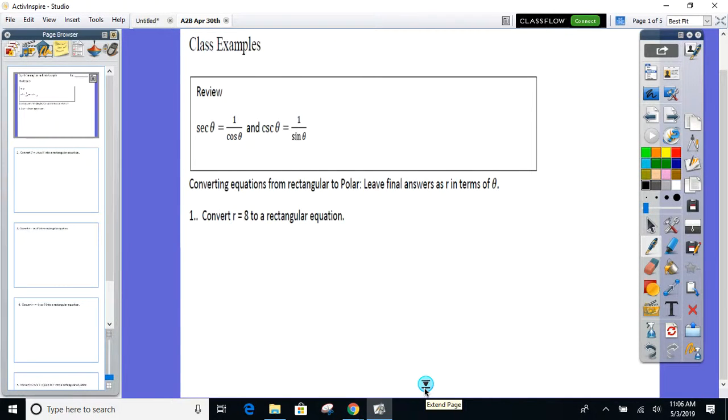All right, you ready? r equals 8. I need x's and y's now from you to make it into rectangular. I need x's and y's. Look at what we have up here. I got x equals r cosine theta. I got y equals r sine theta.